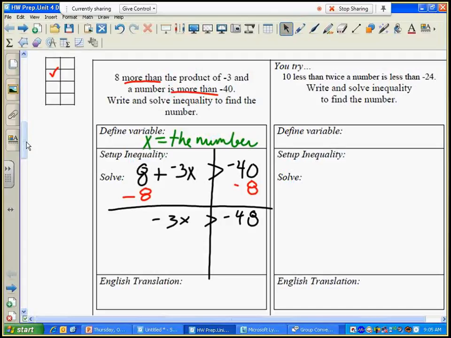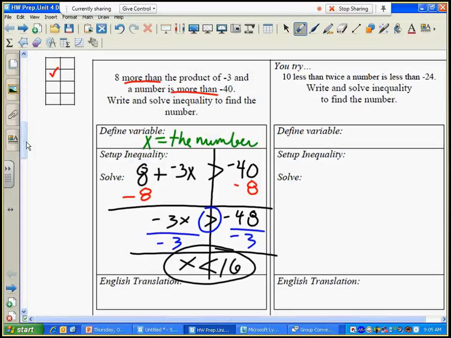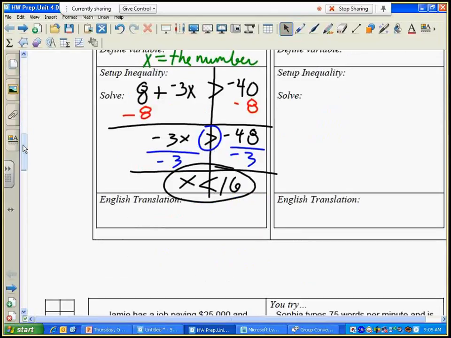Divide by your negative 3. Oh, I'm dividing by a negative. I need to make sure I flip that inequality. I'm going to get x is less than 16. Okay. For my English translation, I'm going to write the number is less than 16.